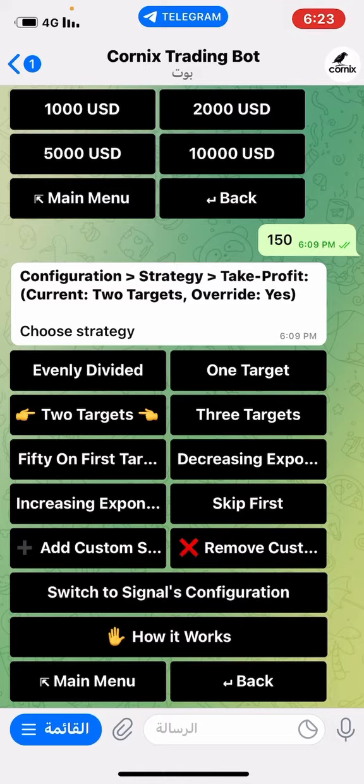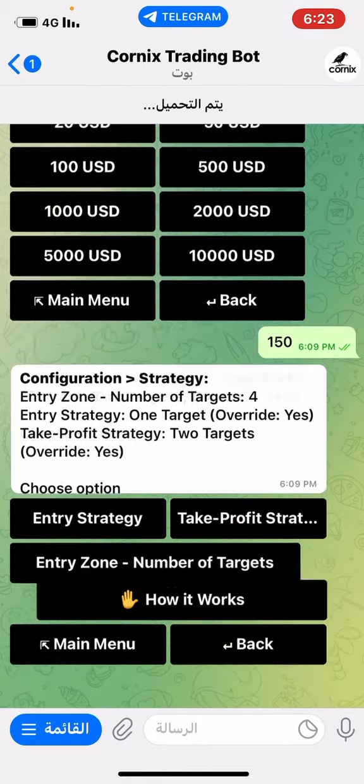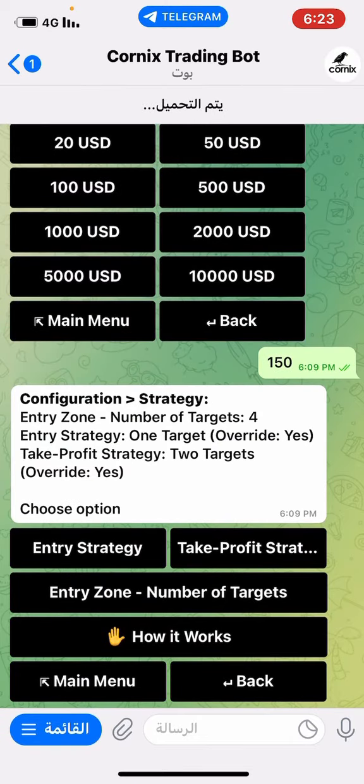These options depend on the risk level for every person. Those who prefer to take a low risk choose one target. For those whose risk is average, two targets. And it will be better if it's between target 1 and target 2. It's preferable not to exceed that because the current markets and transactions are highly fluctuating.